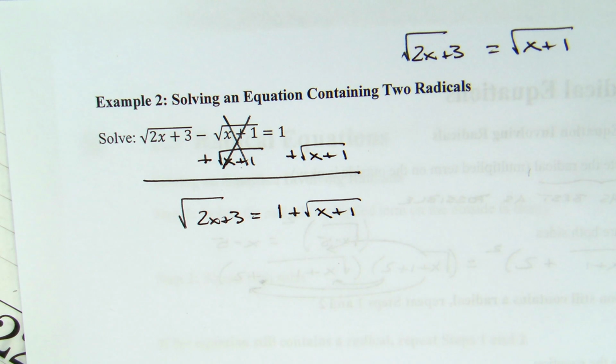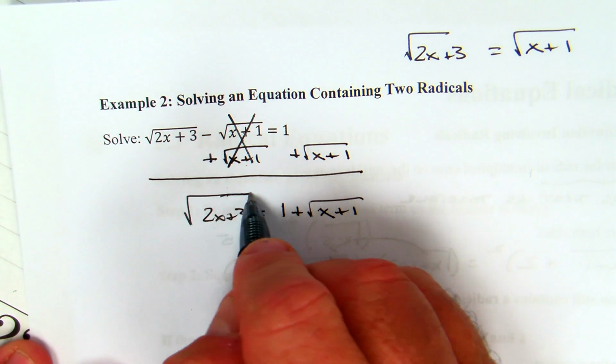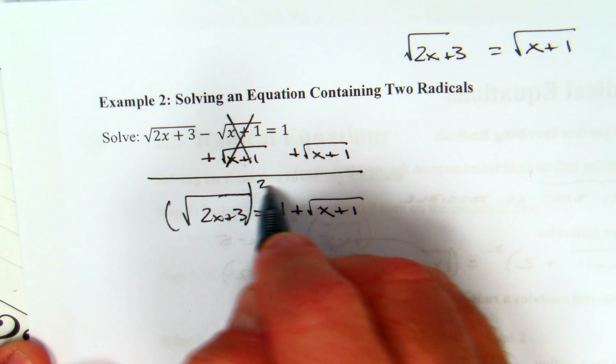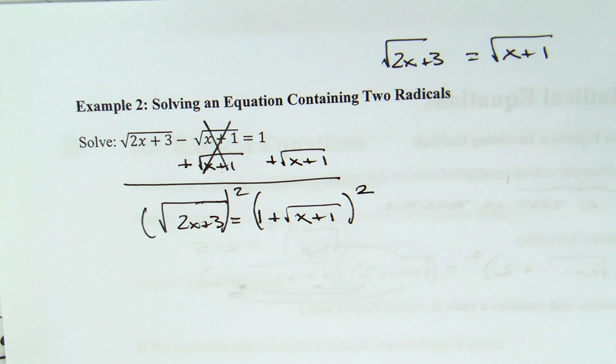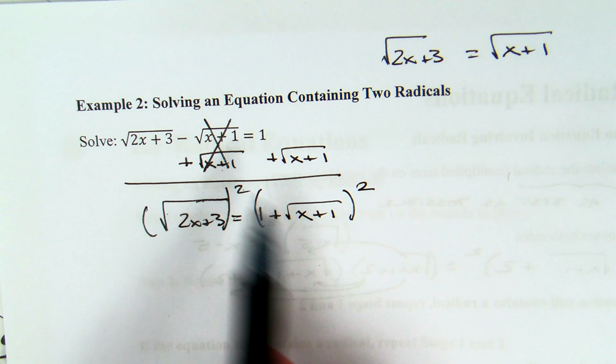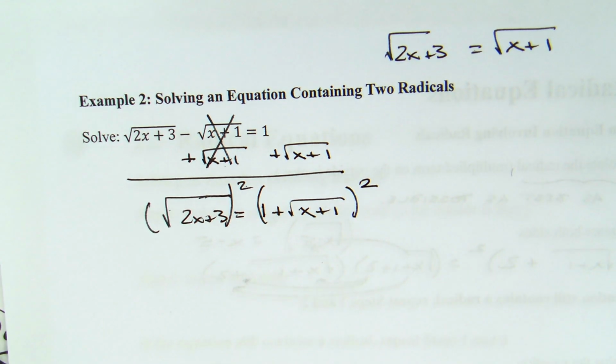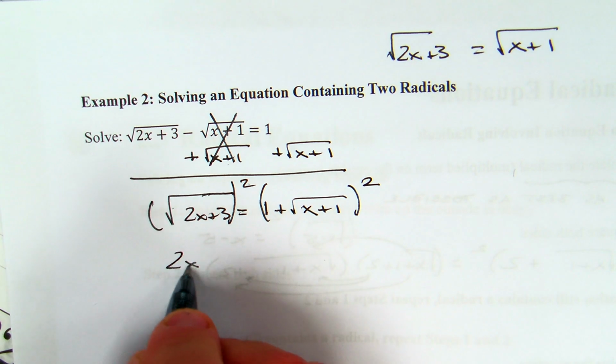One of the square roots is isolated. This is what we mean by isolating as best as possible. You're not going to be able to just get one all by itself. So I'm going to square this side. I'm going to square this side. On the left-hand side, the square root and the square do what to each other? Cancel out. So I got 2x plus 3.